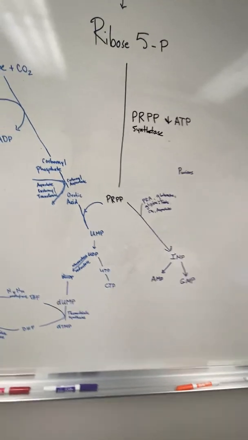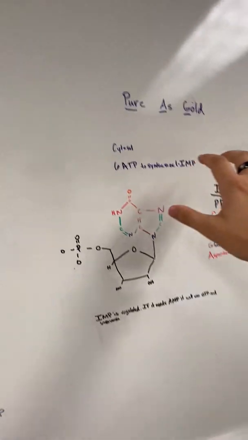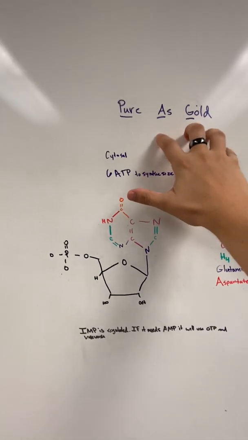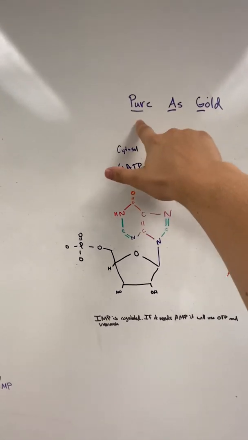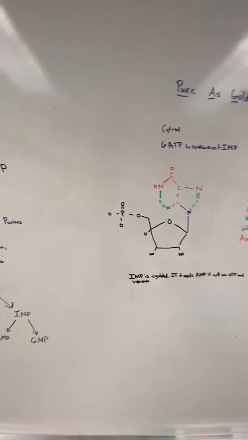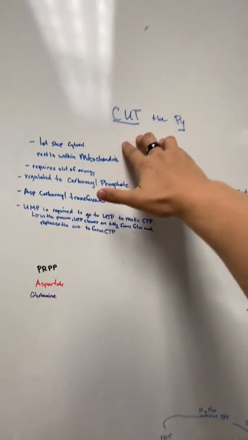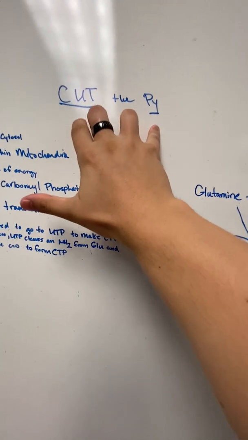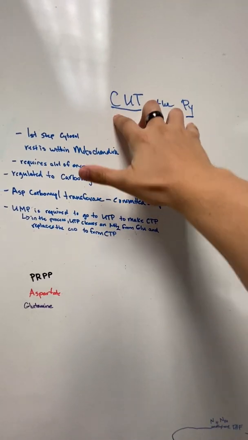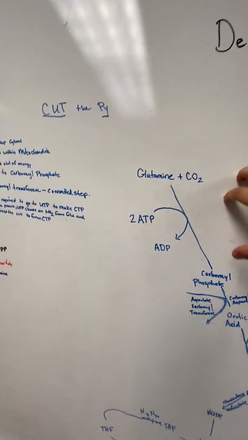Pretty straightforward. Oh, and excuse me, there's this little mnemonic here. It's pure as gold, so purines, and we have A and G, or adenine and guanine. Okay, on the other side we have cut the pie. So pure as gold and cut the pie. Cut the pie would be for pyrimidines. So that's how you would know which is what.